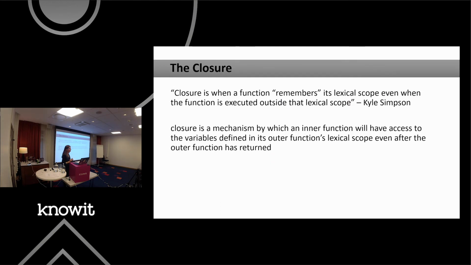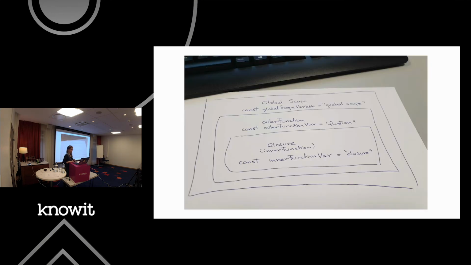The closure. There are many definitions of closure, but I've chosen to give one by Kyle Simpson, which seems more simple. Closure is when a function remembers its lexical scope, even when the function is executed outside that lexical scope. Which means that the closure is a mechanism by which an inner function will have access to the variables defined in its outer function's lexical scope, even after the outer function has returned.